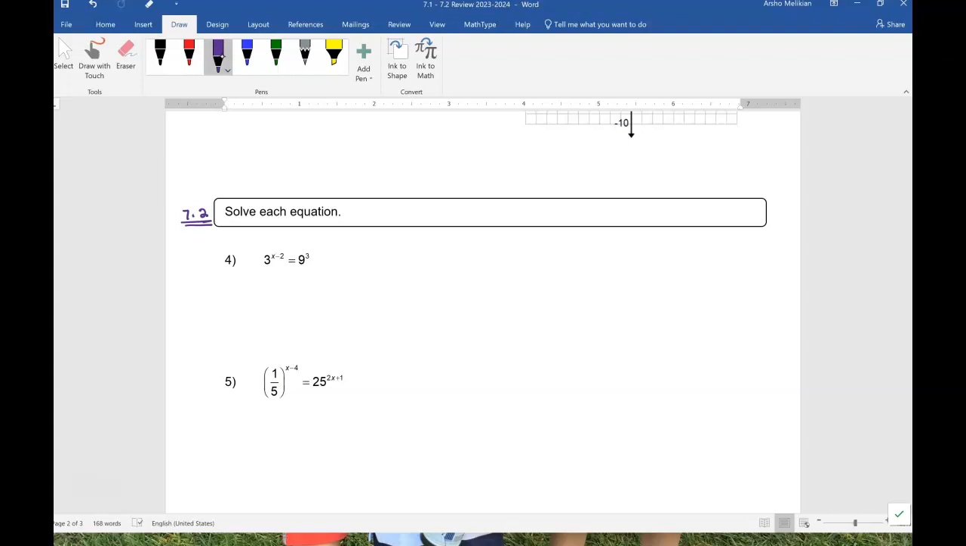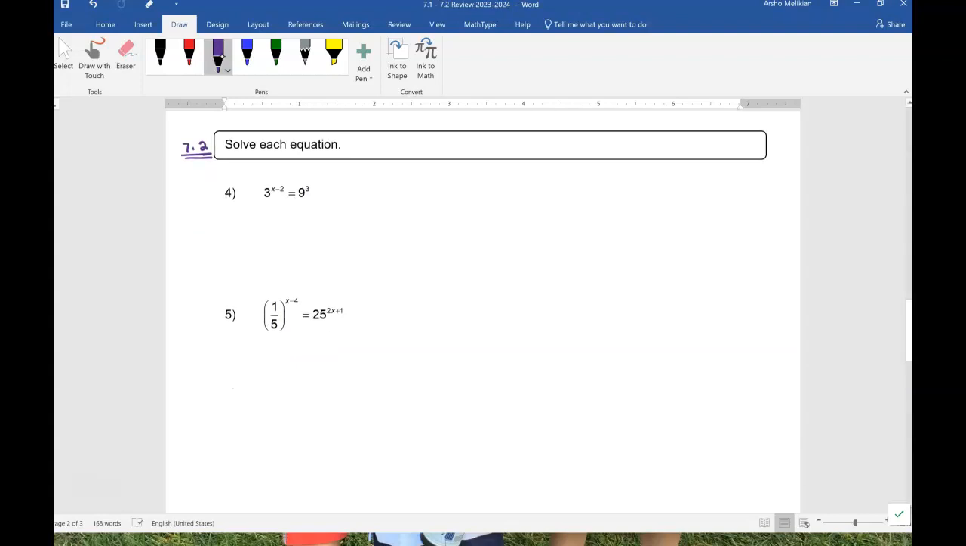Okay. Let's do this. So 3 to the power of x minus 2 equals 9 cubed. What we want to do is make sure that these bases are the same number. Now, if this is a 3, I want to make the other one a 3 as well. So 3 to the power of x minus 2 is equal to, this number 9 is what? 3 squared.